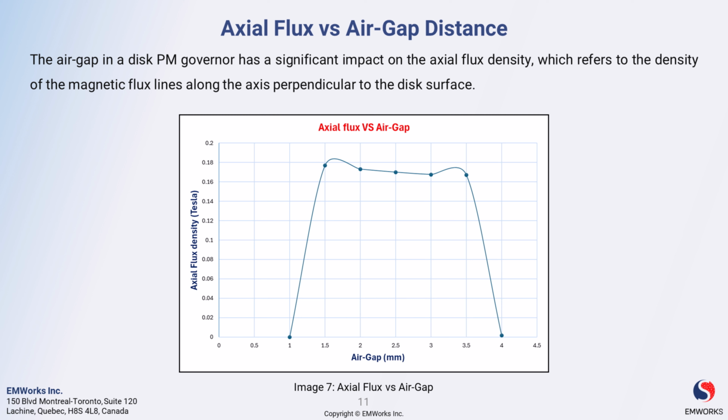Similarly, a higher axial flux density can lead to stronger eddy currents and electromagnetic forces, resulting in improved speed regulation. However, it is very important to balance the axial flux density with other design considerations such as mechanical constraints, material properties, and overall system performance.